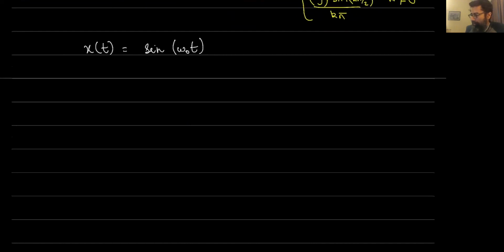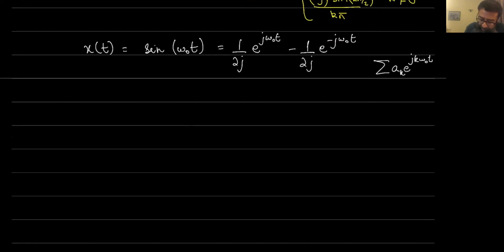One of the ways you could do it is Euler's identity. So this is just 1 upon 2j e raised to power j omega naught t minus 1 upon 2j e raised to power minus j omega naught t, right? And then I just simply compare this with the analysis equation, which is ak e raised to power j k omega naught t, and I clearly can see this must be a1 because k equals 1 here and k equals minus 1 here, so this thing must be a minus 1. So the answer is a1 equals 1 upon 2j and a minus 1 equals minus 1 upon 2j.